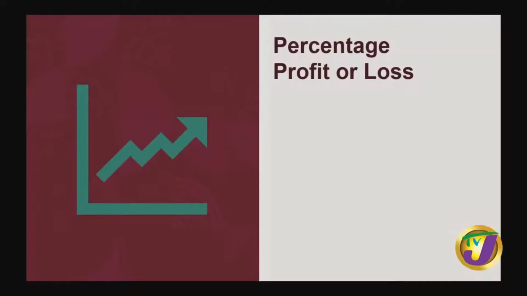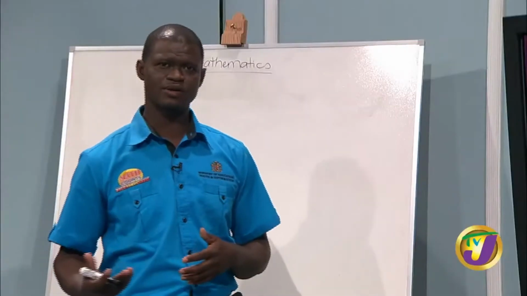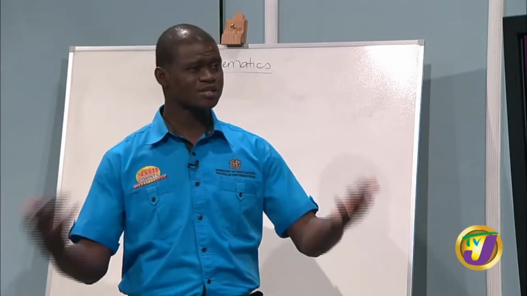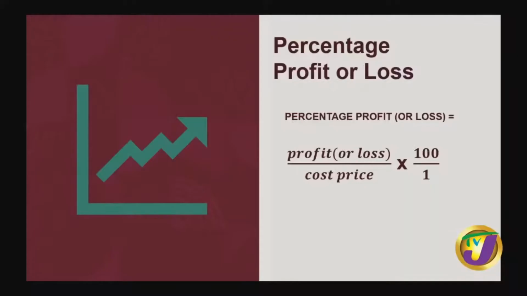All right, so percentage profit or loss. We want to look at how we calculate percentage profit or loss. It is our profit divided by our cost price, multiplied by 100. As you stated before, you're doing a comparison with every $100, so we're multiplying by 100 to get our percentage profit or percentage loss. It is important to note as well that your profit or loss is in regards to your cost price, and not your selling price. That is essential because that is a mistake that is oftentimes made by students.